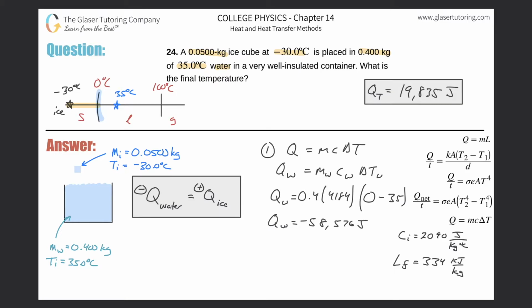58,576 joules. So now what we just found is the amount of heat energy that the water would have to lose in order to get that water down to 0 degrees Celsius. So if you just think about this now, this is the amount of energy it takes to get the ice to fully melt and turn it into liquid water.